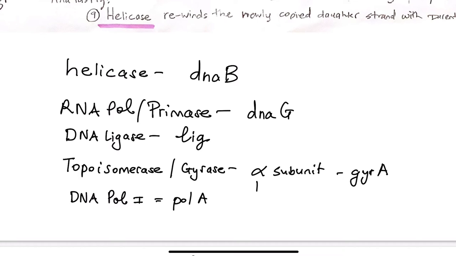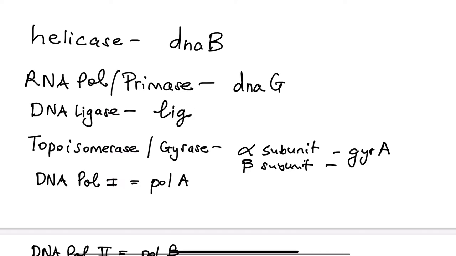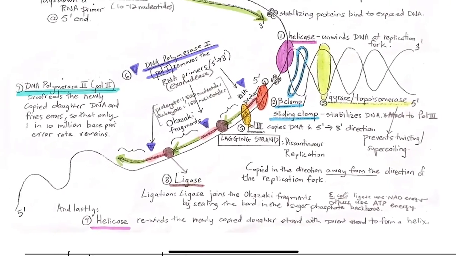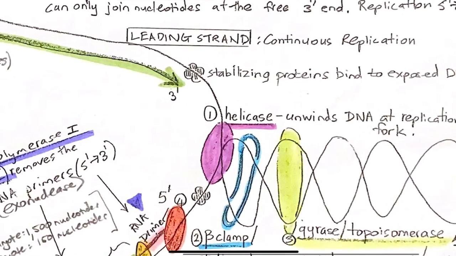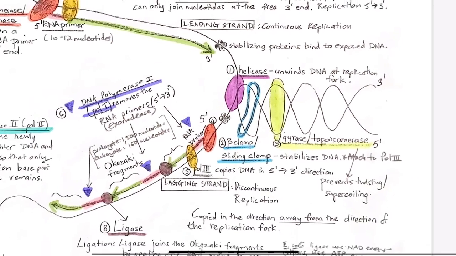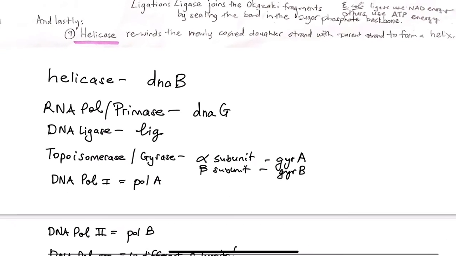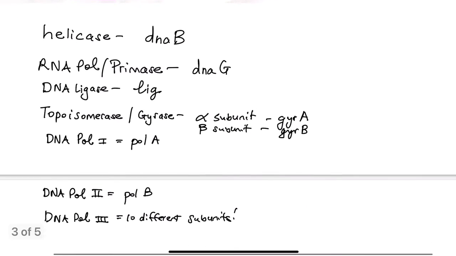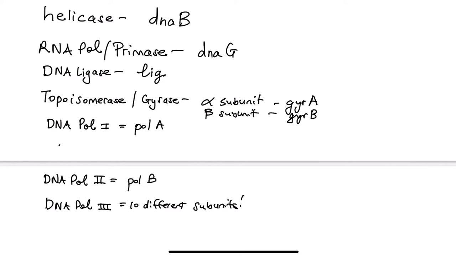and then also a beta subunit, and that would be B. So GYR-B. Our single-stranded stabilizing proteins that we drew in here on our diagram, as you can see over here. Of course, proteins will also be coded for by genes, and the gene involved here for the single-stranded binding proteins is the SSB gene.